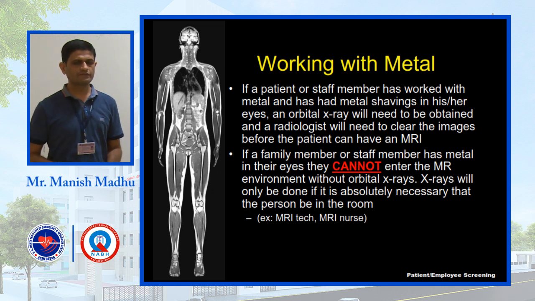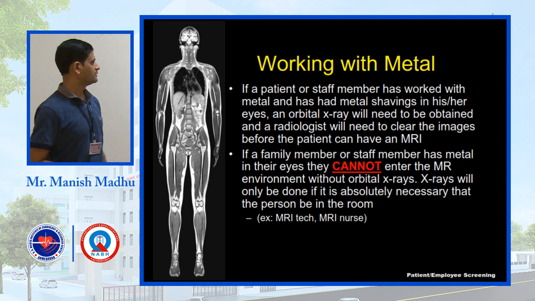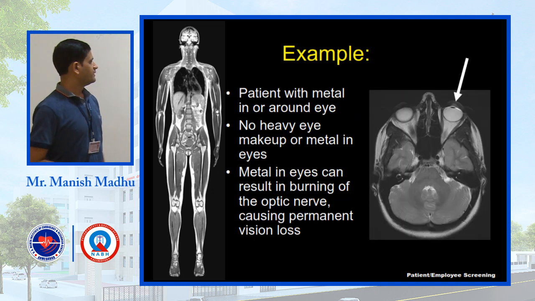So, if there is need of X-rays, whether the patient has any metal in the body, then only should it be allowed. Example, patient with metal in or around the eye. See, there is an arrow at the orbital space.